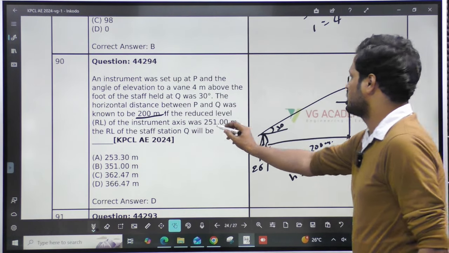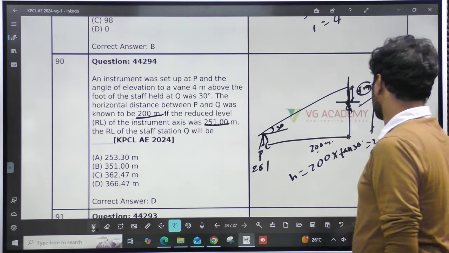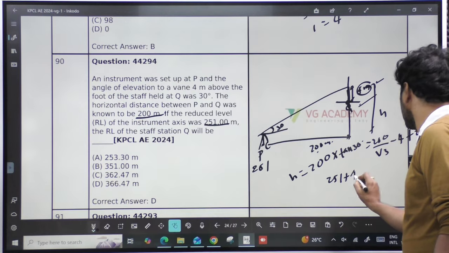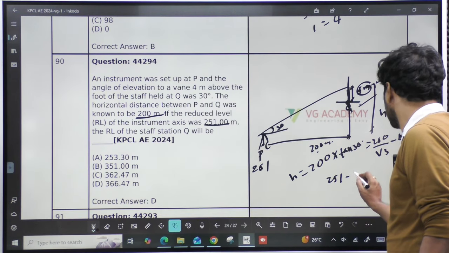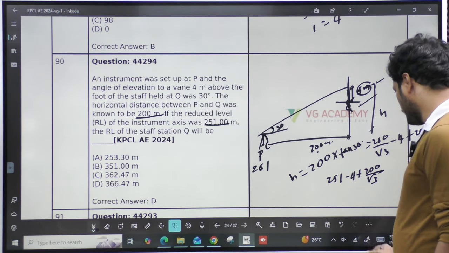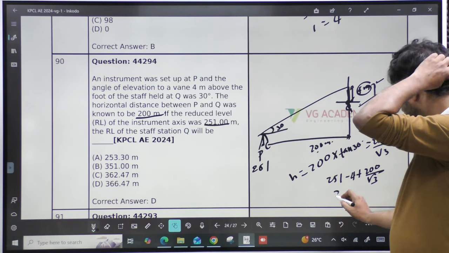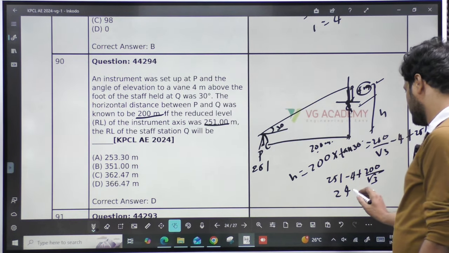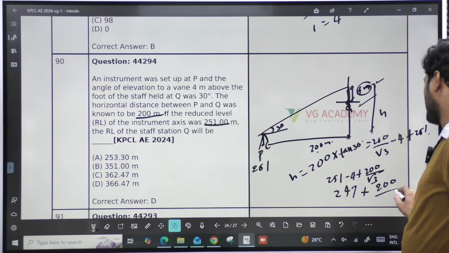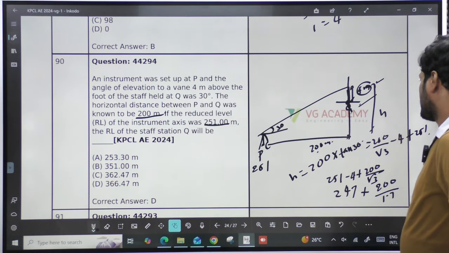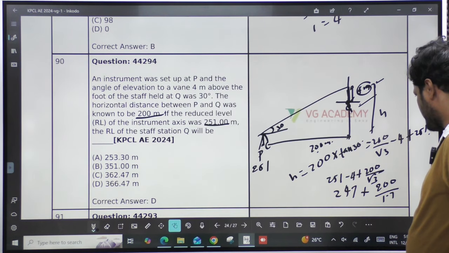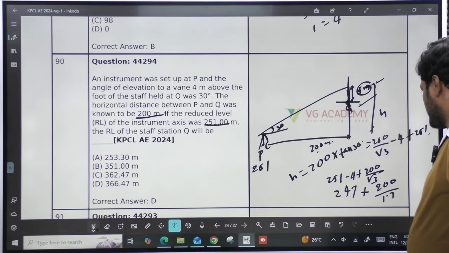RL is 251. So it is 251 plus 200 by root 3, minus 4. So 251 minus 4, 247, 247 plus 200 by 1.7 approximately. So 1.7, 17 ones.